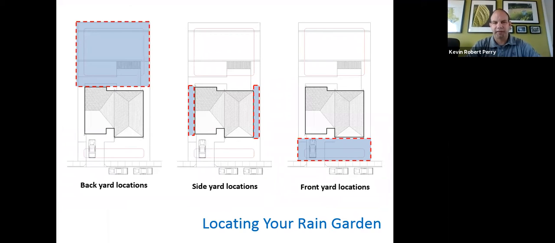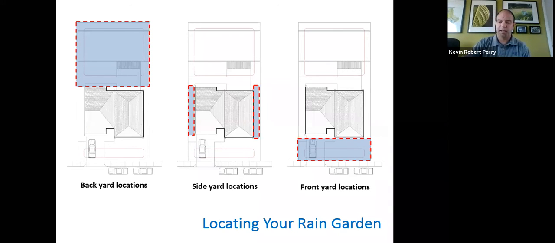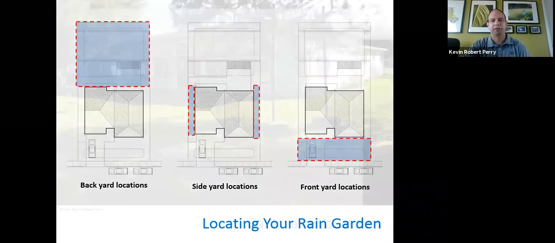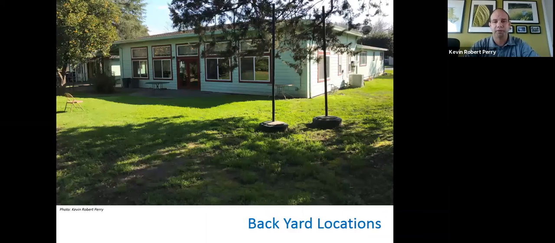If you look at a typical residential lot, longer and skinny, and obviously all residential lots are different, but I'm just showing a typical example, you can look at backyard locations, side yard locations, and front yard locations, breaking it down into those three components. And each of them has its own pluses and minuses for locating your rain garden.